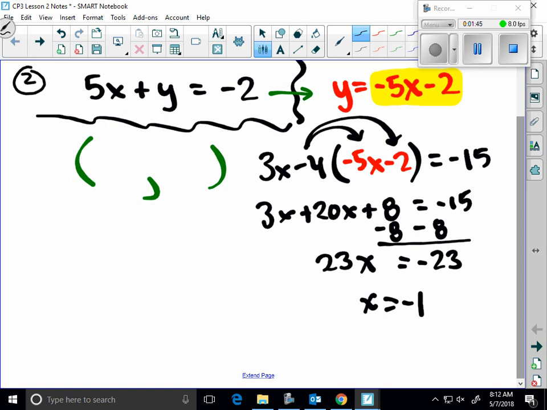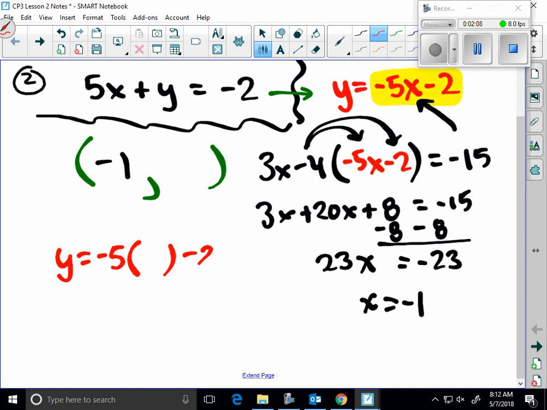Okay, so now what? Because I know half of it. How can I find y? Yes, sir, in the back, Sean. Yeah, and I'd use the easiest one right there. I'm going to plug a negative 1 in right there. So if I plug it in right there, I'd have y equals negative 5 times negative 1 minus 2.